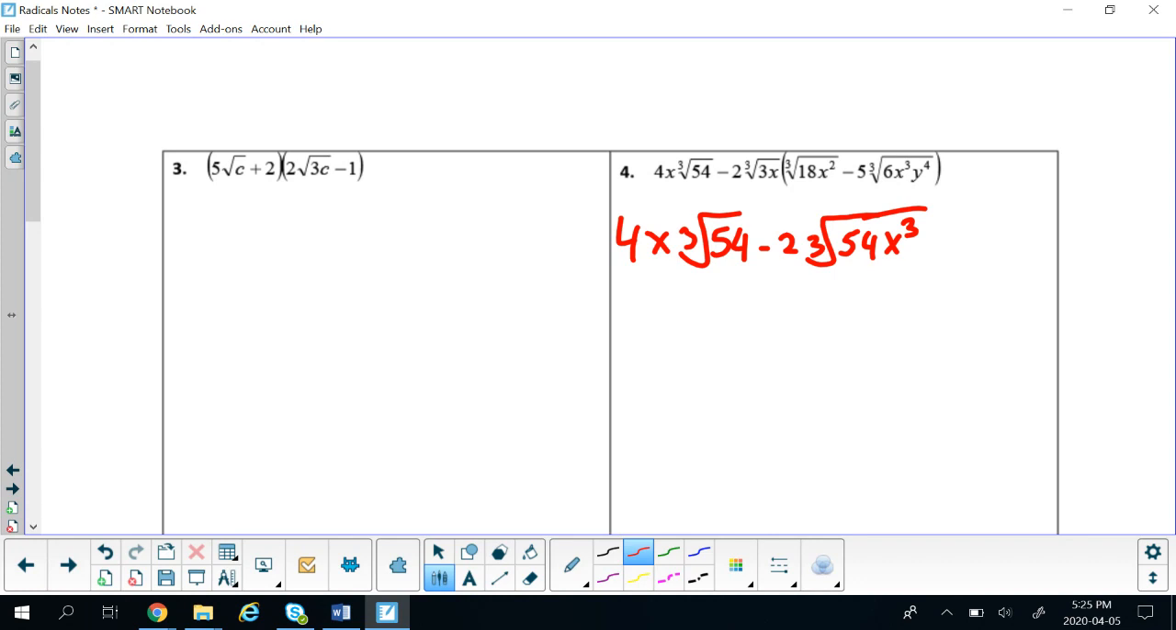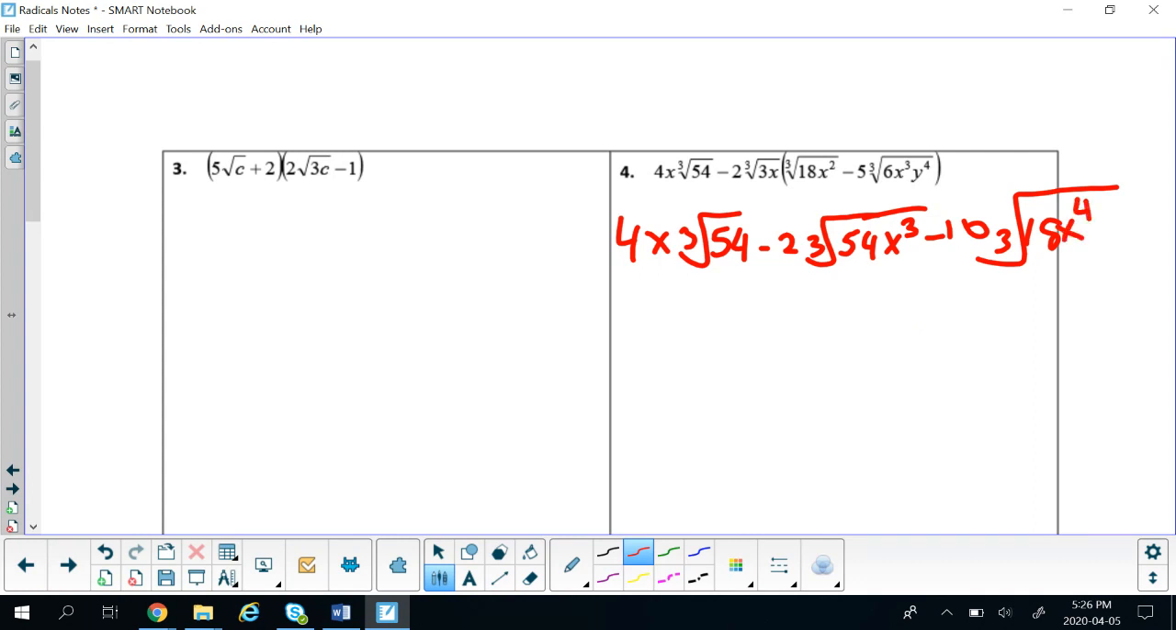Okay. So next, we're going to multiply this negative 2 cube root of 3x with the negative 5 cube root of 6x cube y4. So here we get that negative 2 multiply negative 5 is negative 10. Cube root of 6 times 3 is 18. Here we have x to the power 1 and here x to the power 3. With the like terms, when we are multiplying, we just add the exponents. So 3 plus 1 becomes 4.